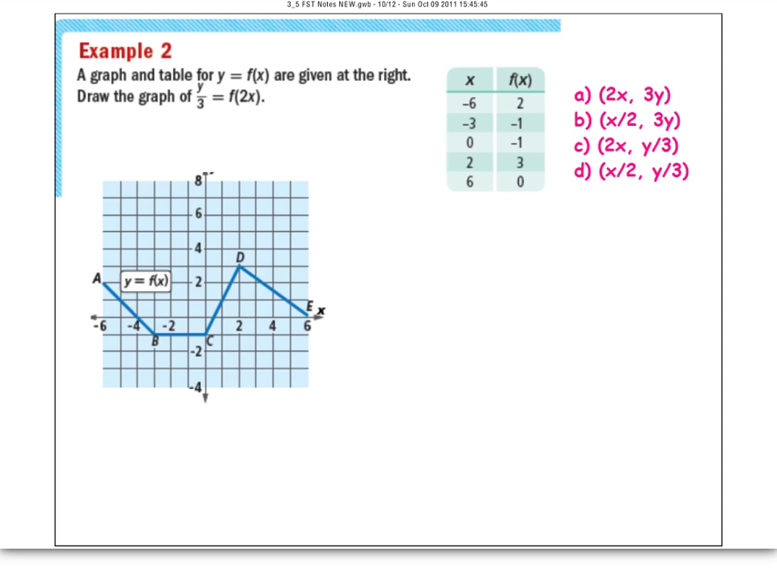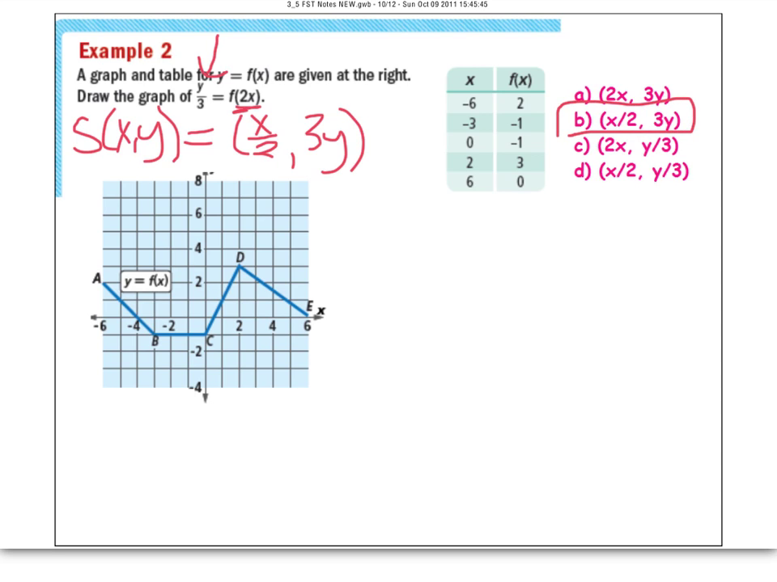So to get what's happening in terms of a scale change, I'm going to write what's going to happen to the ordered pairs. Well, in the equation, it's x times 2, so it's x divided by 2. And in the equation, it's y divided by 3, so it's really y times 3. So the ordered pair rule that's appropriate here was letter B. Now, how do you make that graph move that way? Well, I'm just going to take the current ordered pairs that we have and then apply them to these new ordered pair rule and sketch it.